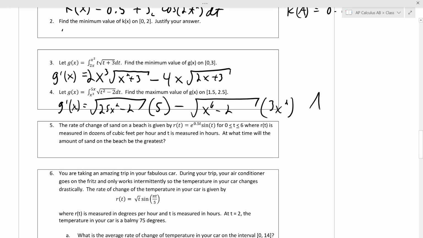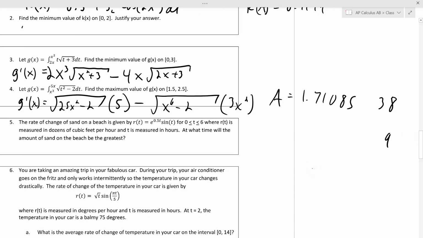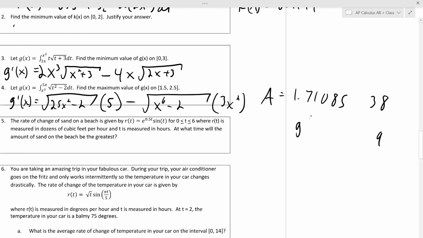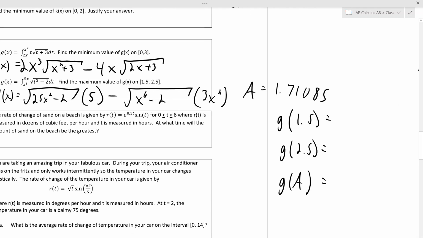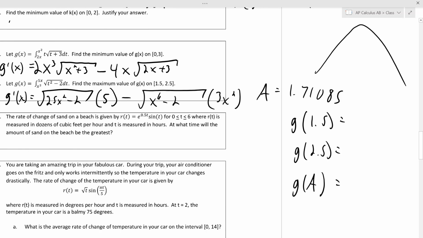So we'll write for this A equals 1.71085. I think that's right. 71085. Yep. All right. And then same thing. We've got to find G at our endpoints and G at our critical value, which again, we already know the critical value is going to be our answer because our derivative was positive and then negative. So G goes up and then down. So our critical value is going to be up here is what we're looking for.